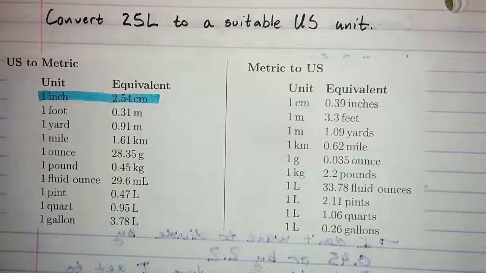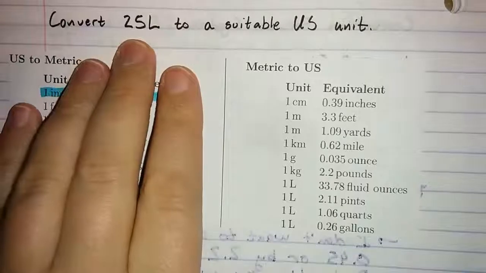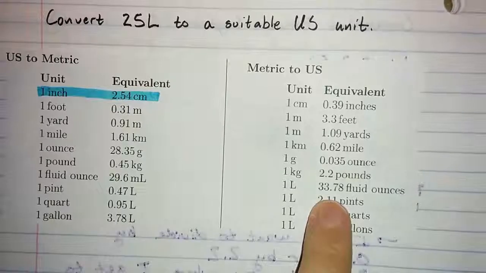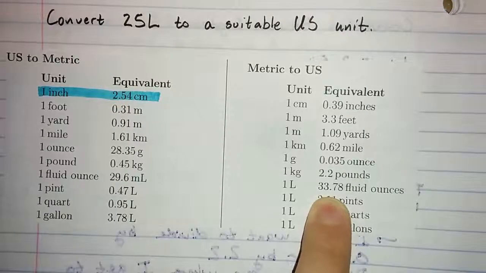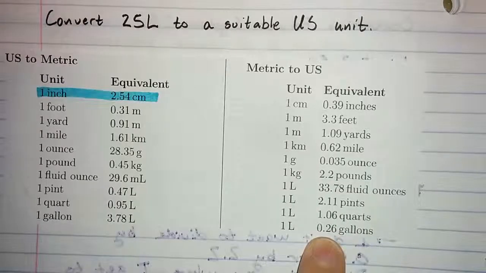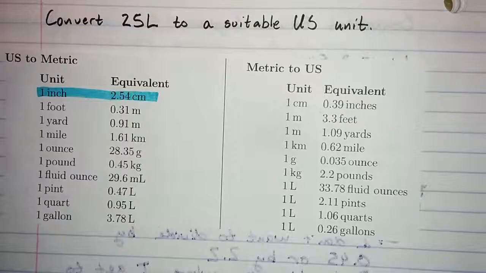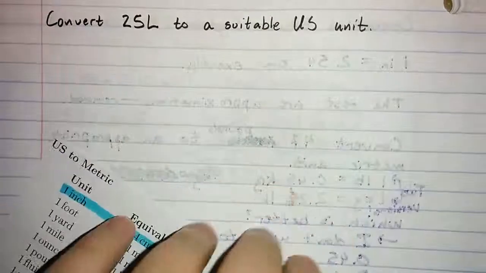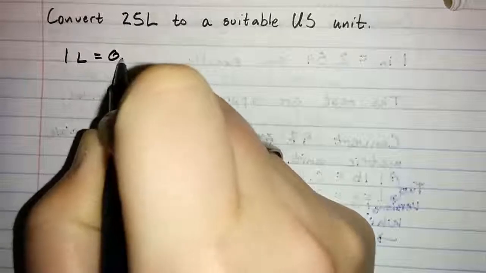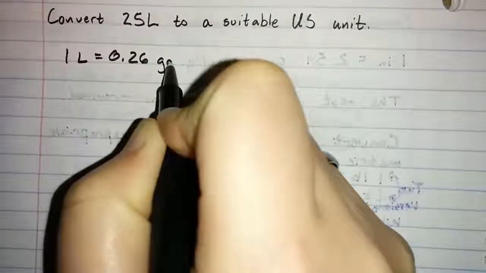The thing that's going to guide me is 25 is a big number. If I multiply 25 by, for example, 33.78, I'm going to get some huge number of fluid ounces. That doesn't seem so good. On the other hand, if I multiply it by 0.26, I'm going to get a reasonably small number of gallons. So I think I'm going to choose to convert to gallons. I'm going to use the fact that 1 liter is 0.26 gallons.